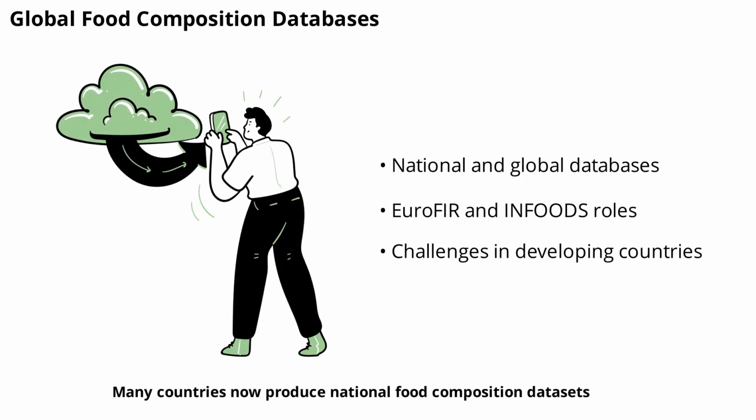Many countries now produce national food composition datasets, often available online and regularly updated. In Europe, the Eurofur network helps standardize and share data. However, developing countries may lack up-to-date or comprehensive databases, often relying on international sources like the USDA. The International Network of Food Data Systems, INFOODS, works to improve global data quality and availability, maintaining an inventory of resources and supporting countries in building their own datasets.